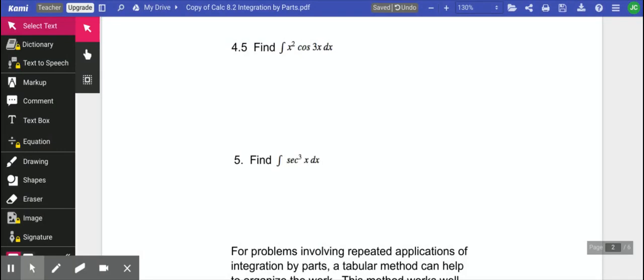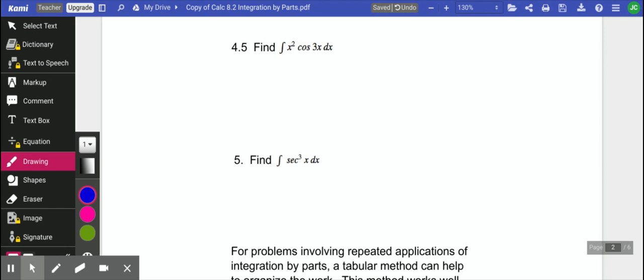All right, this is example number 4.5. I thought maybe you just want to see another one of these. So, all right, we have a product here, x squared times cosine 3x. Great candidate for integration by parts. So we want to write this as uv minus the integral of v du.